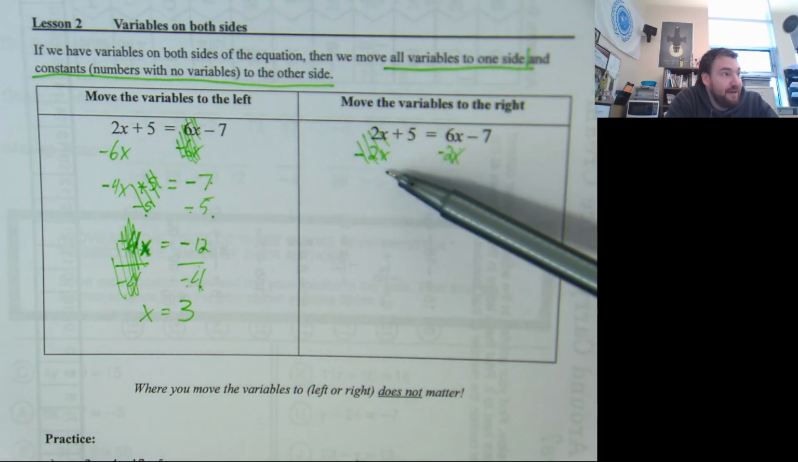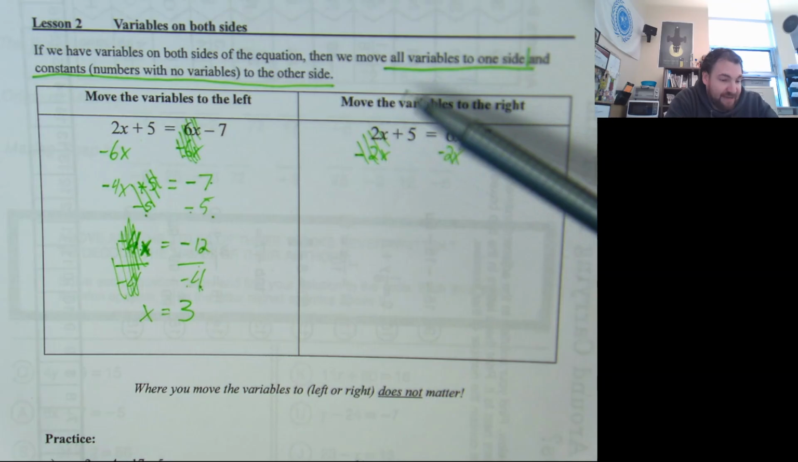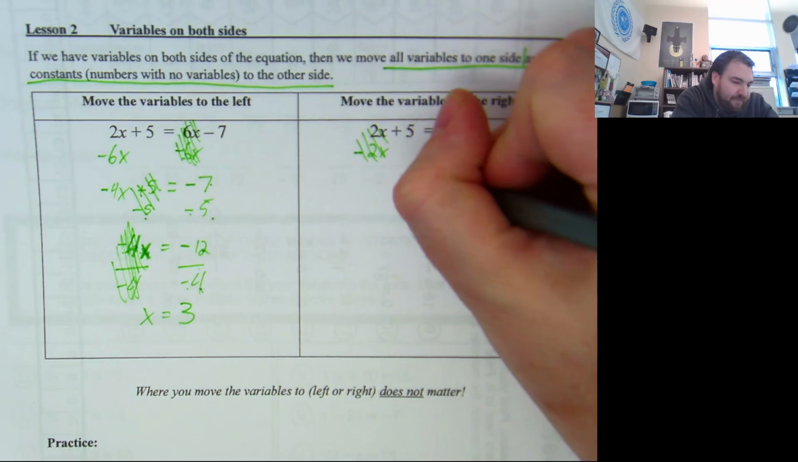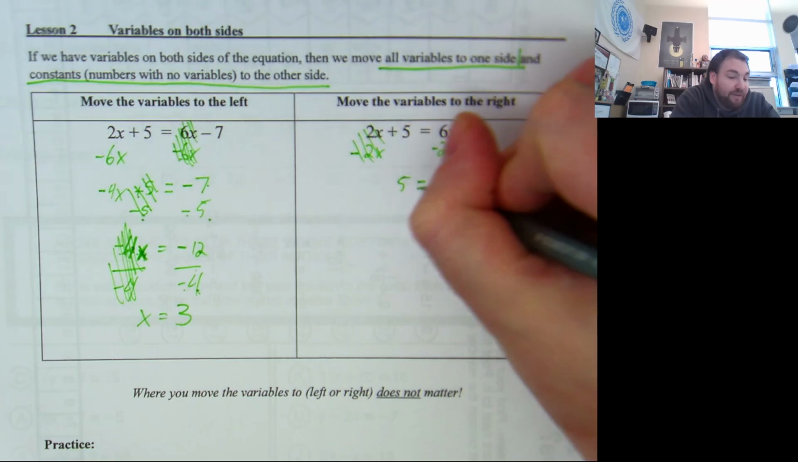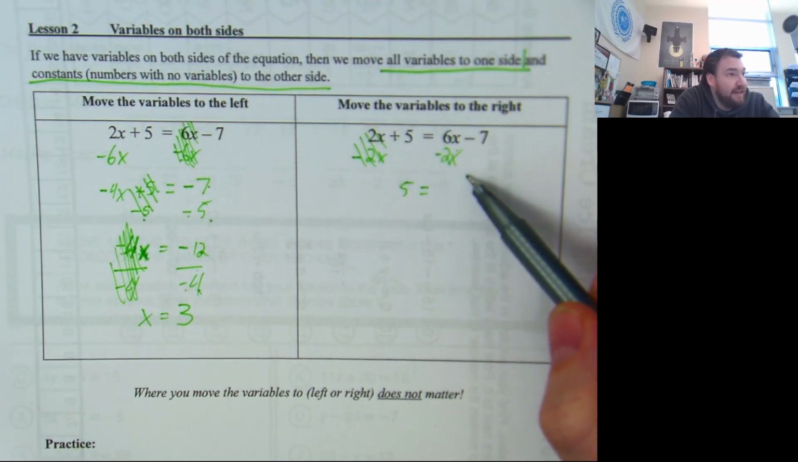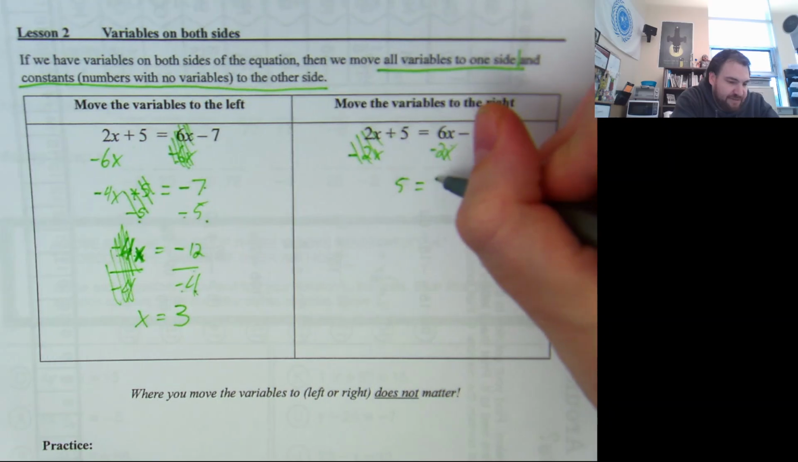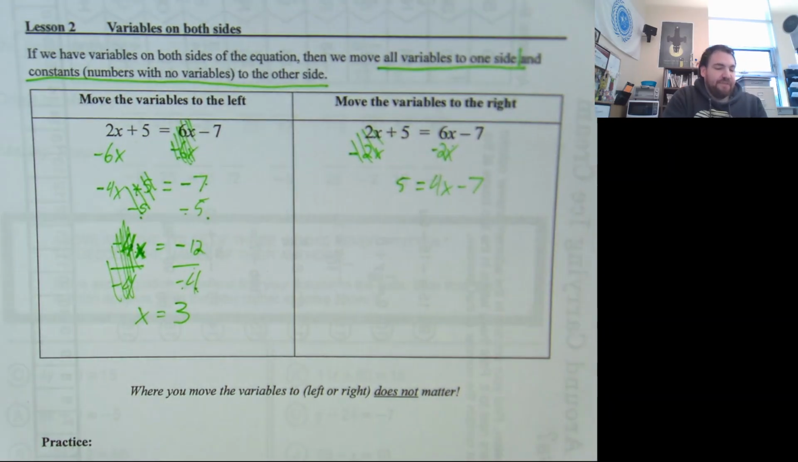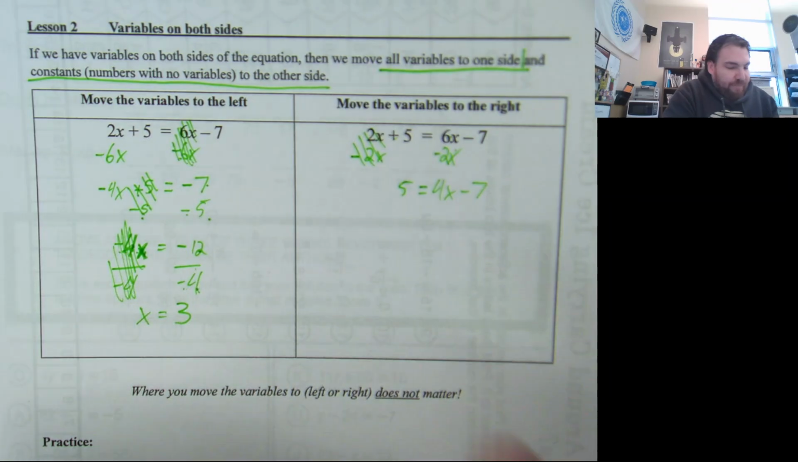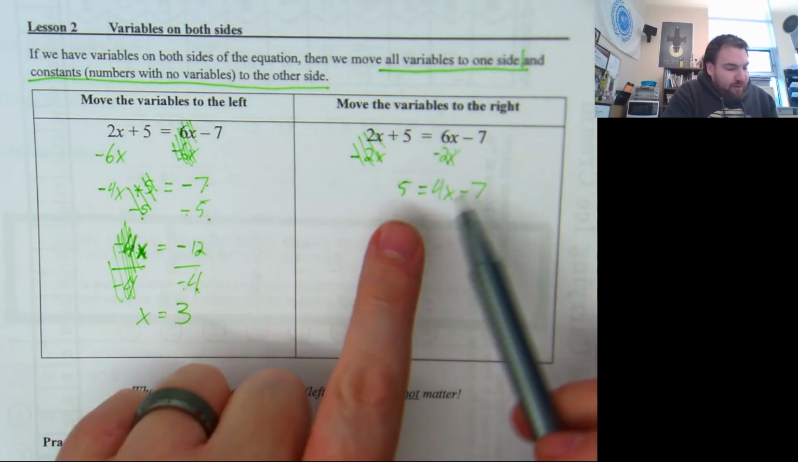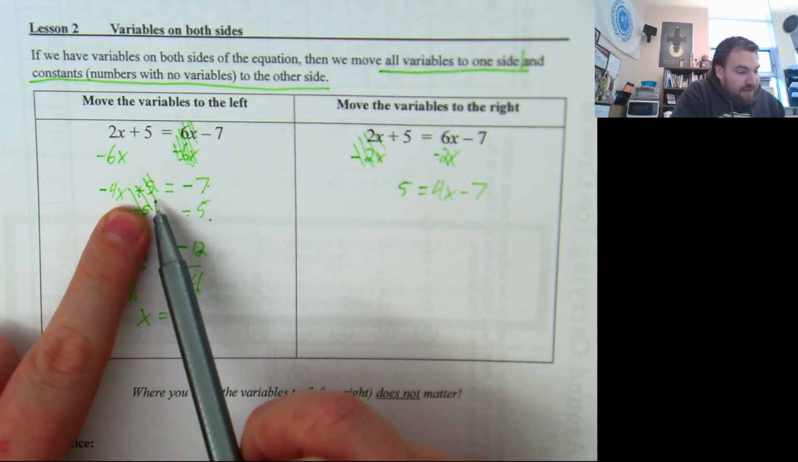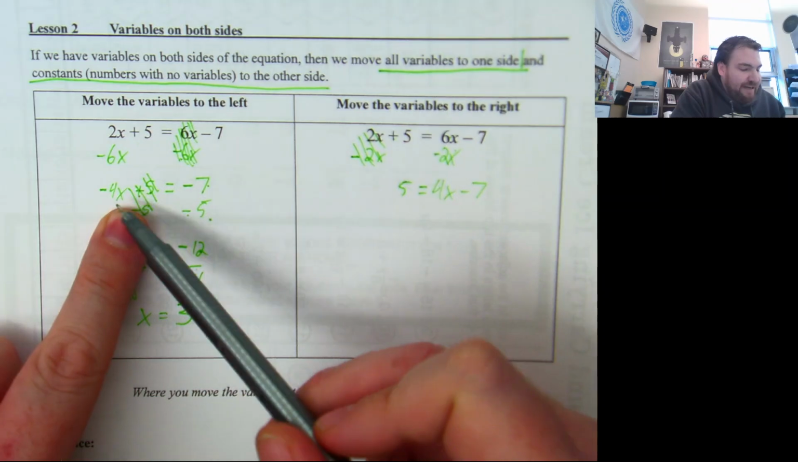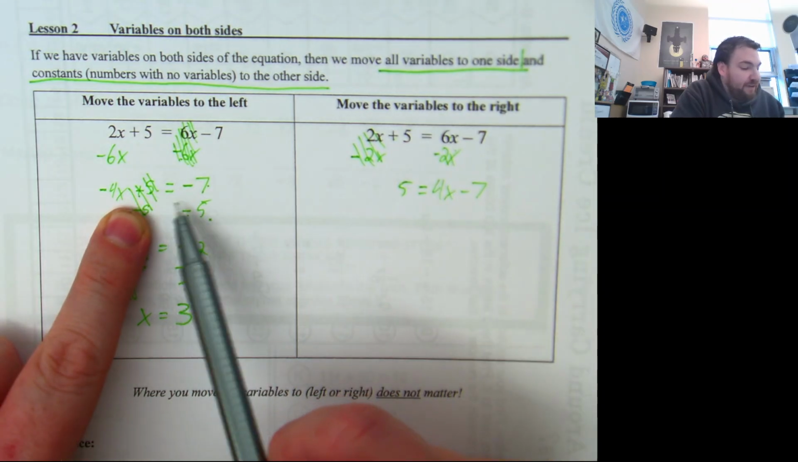So 2x minus 2x is? 0x. Yes, 0x is 0. So it's gone. All I'm left with is 5. And it's positive, so I don't have to write the sign. And that's going to equal, yes, 6x minus 2x is 4x minus 7. So take a look at what we've got here. Over here, I've got 5 equals 4x minus 7. And over here, if you can look at underneath what I canceled, I've got negative 4x plus 5 equals negative 7.